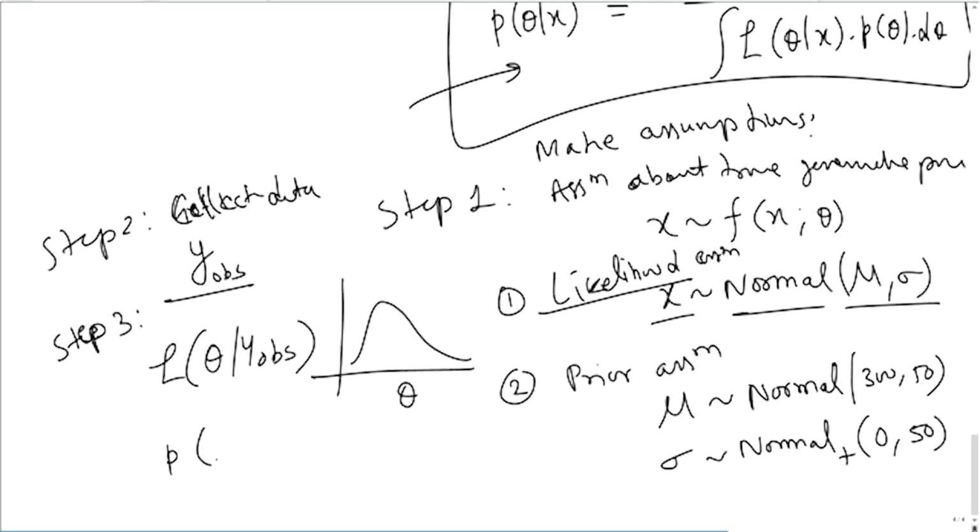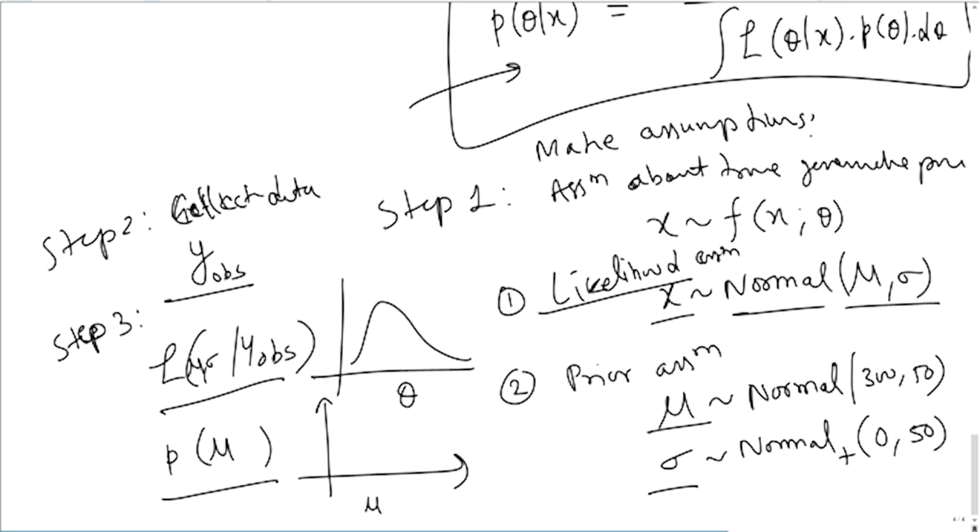Then you can calculate your prior density of theta. You know the prior densities of mu and sigma, so you can calculate the prior density of theta, in this case mu and sigma. You can separately calculate it for mu and sigma. Once you have likelihood and prior, you just need to multiply them, and you can approximate the marginal likelihood or calculate it using some method.